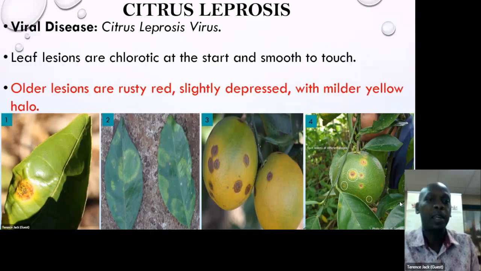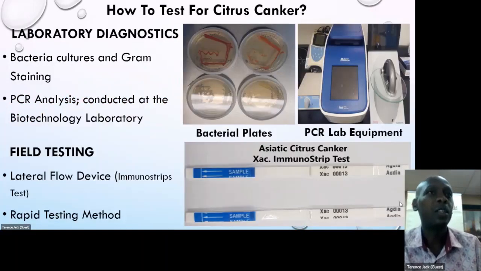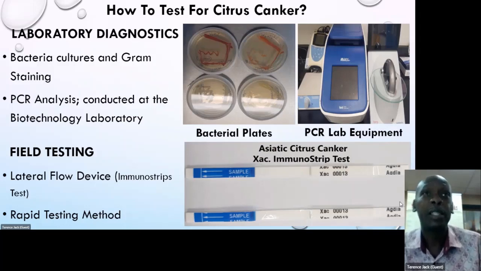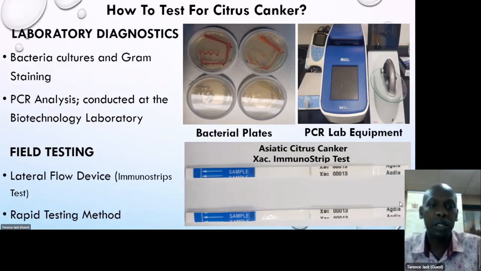So, in summary, the way to know that it is Asian citrus canker, the distinguishing feature for Asian citrus canker, is that prominent yellow halo that will develop around the raised corky lesions that would appear on the fruits, that would appear on the leaves, and that will distinguish it from the other lookalike diseases.